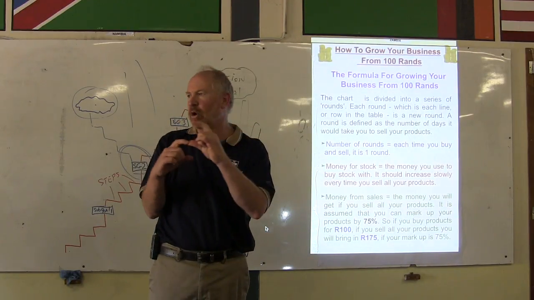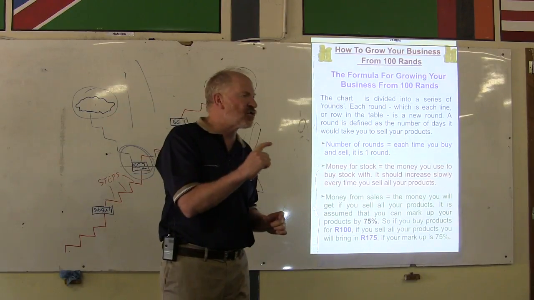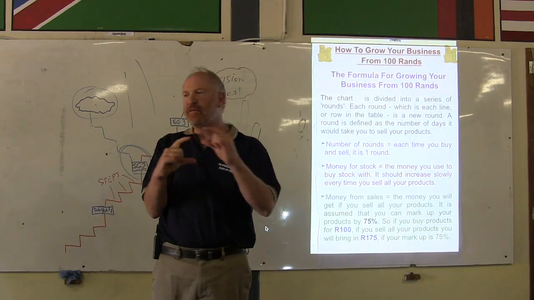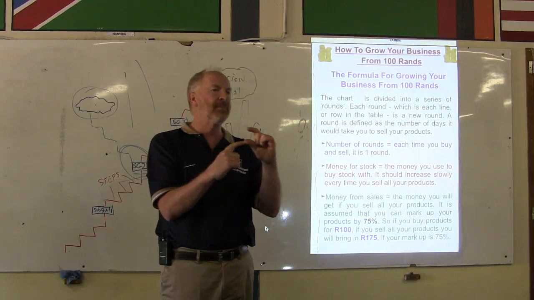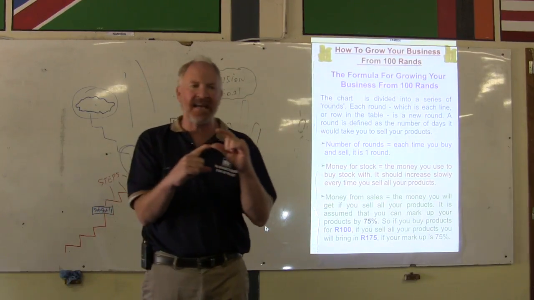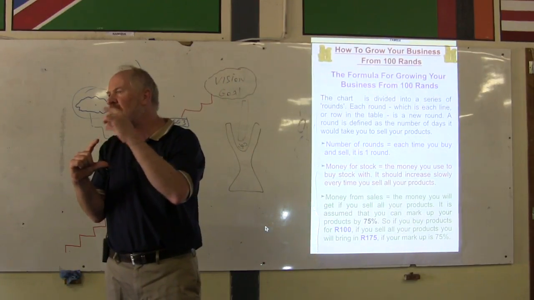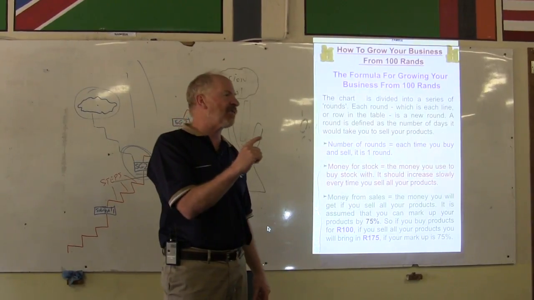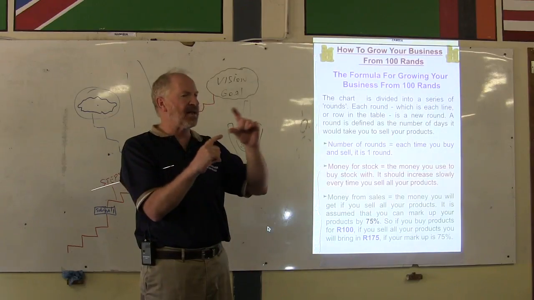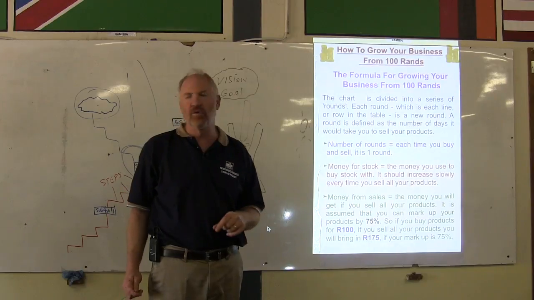The amount of money you put on is markup. So if you buy something for 100 Rand and you put a markup of 50% on it, you're putting 50 Rand on it, so your selling price is 150 Rand. If you're marking up by 75%, if your product costs you 100 Rand, you're putting 75 Rand onto it, so your selling price is 175 Rand. And of course, if you mark up 100%, you buy for 100 Rand, you put another 100 Rand on, you sell for 200 Rand. So that percentage that you put on is called your markup.